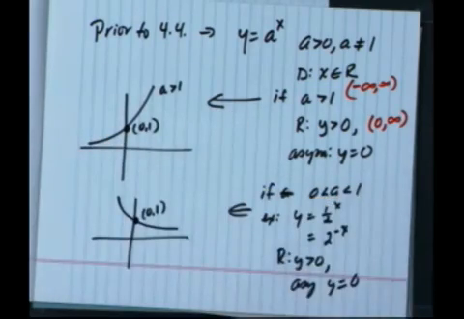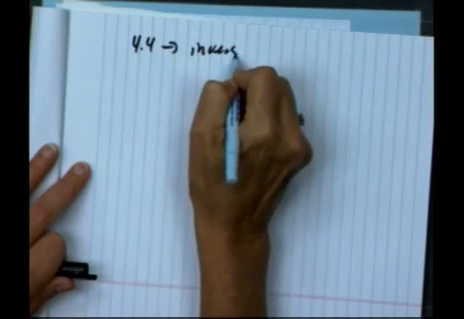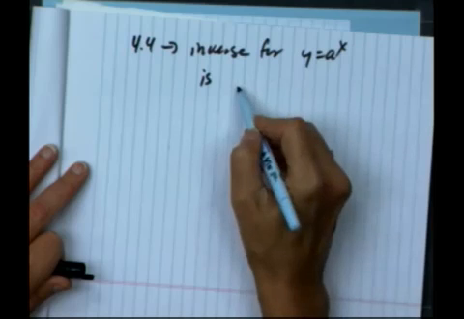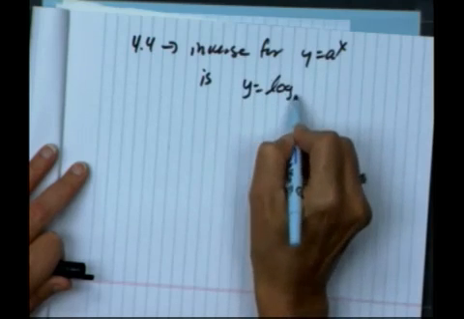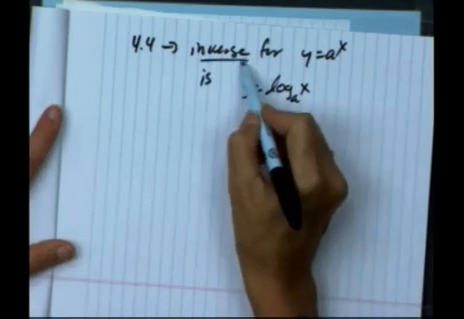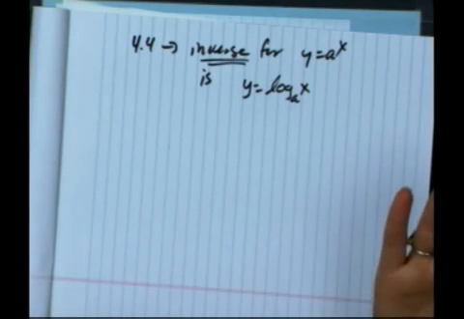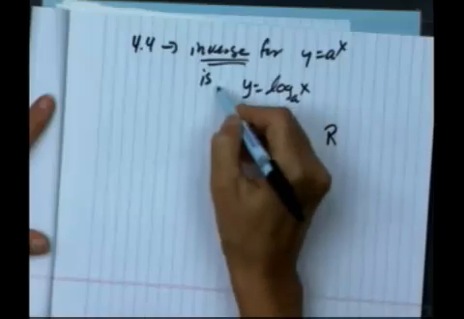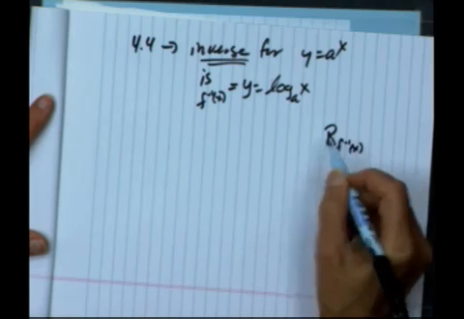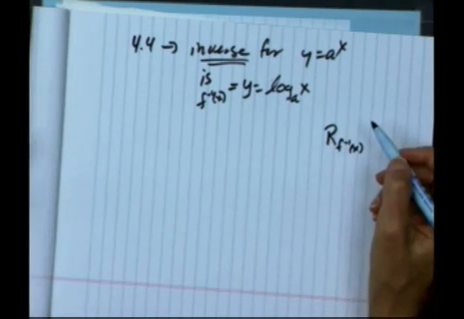But remember, we made a big deal that this was one-to-one, therefore it has an inverse. And the inverse for that function, which we learned in 4.4, the inverse for y equals a to the x is what? What's the inverse function? y is equal to log to the base a of x, and you learned how to convert from exponential form to log form. And you'll recall that for an inverse function, the domain of the original function is the range of the inverse.